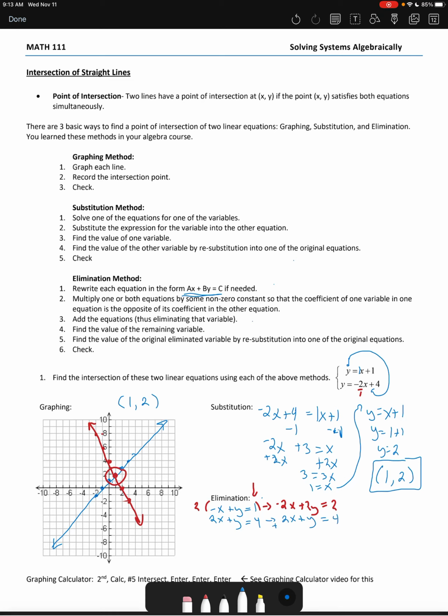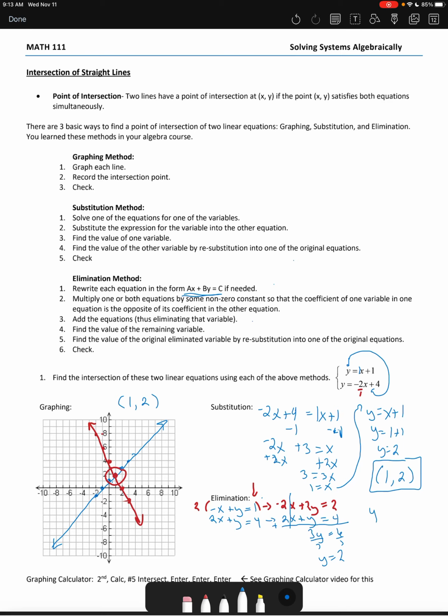Sometimes this is called the addition method because that's what we do next. We add these together. The whole point of this was to eliminate one of the variables, so our x's are now eliminated. We have 2y plus y, so we have 3y equals 6. y equals 2. And then just the same as the substitution method, once you have your first variable, you want to go back and sub that into either original equation.